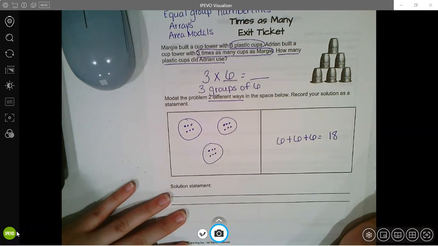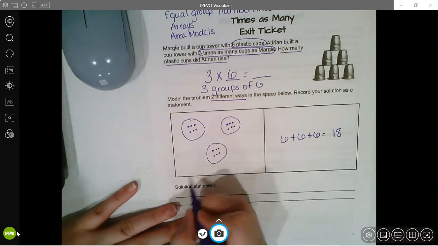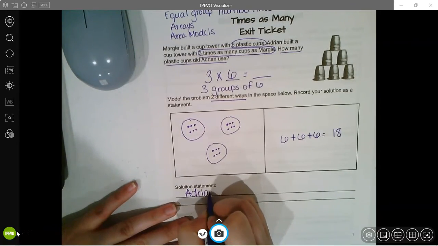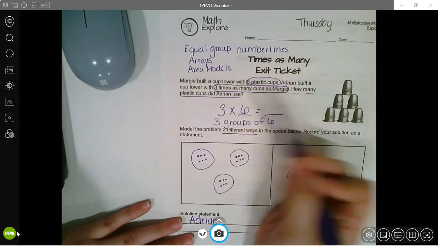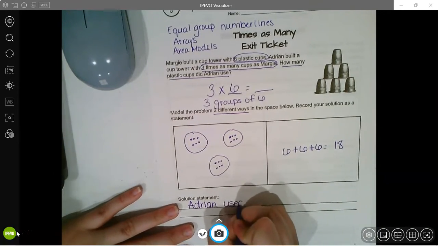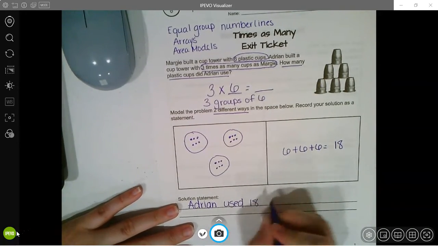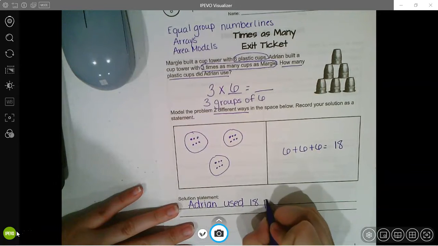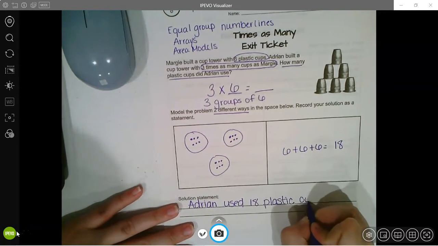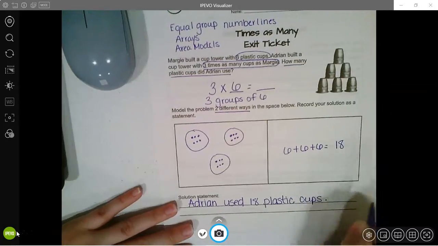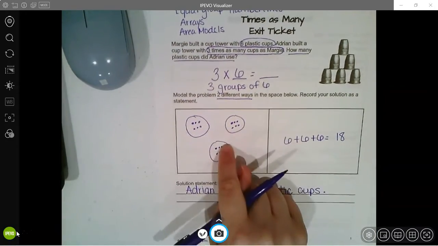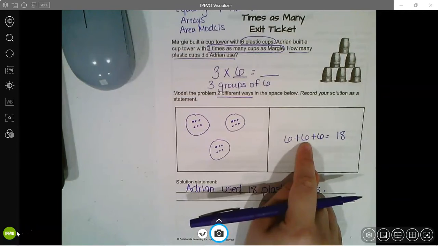Okay, so my solution statement would be, because it wants to know how many plastic cups did Adrian use, Adrian used 18 plastic cups. Okay, so remember, these are how you want to model the problem.